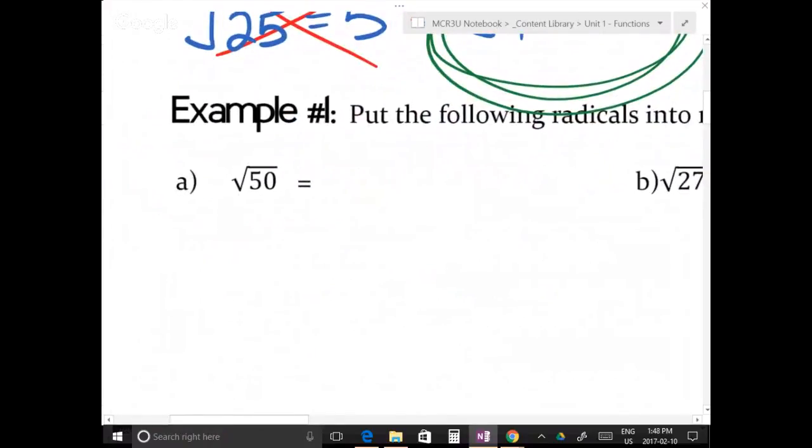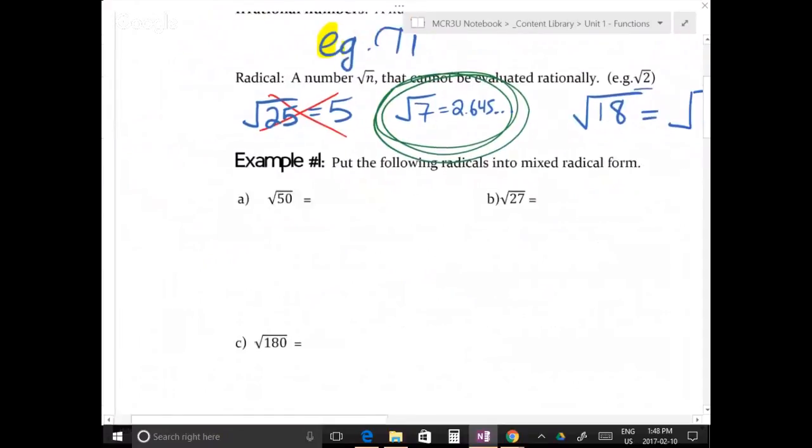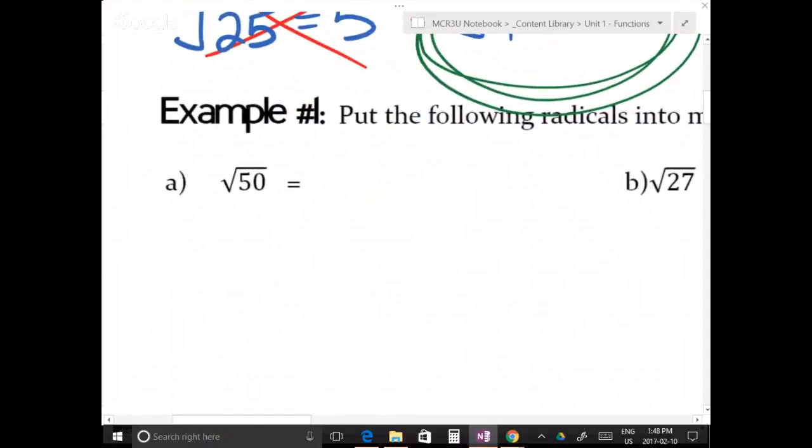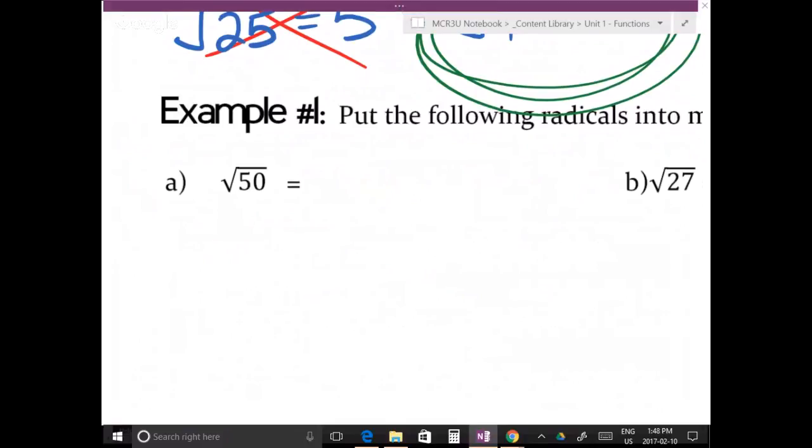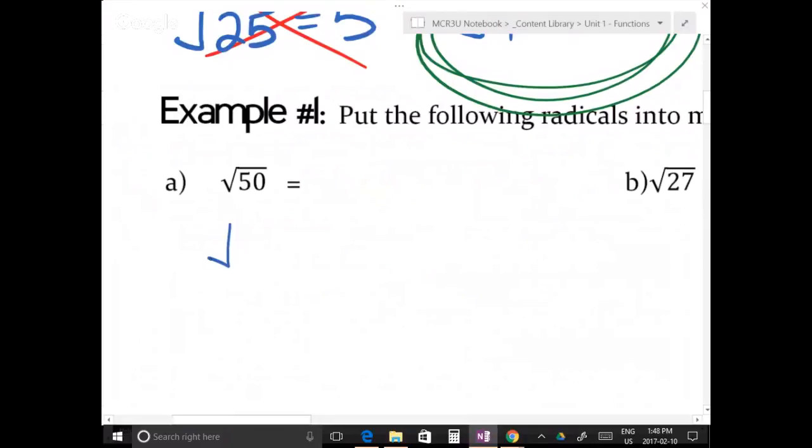And I gave you, I think, A, B, and C parts. Let's look at A, the square root of 50. What could I do with this? What could the square root of 50 become? Yeah, so sure. It could become the square root of 25 and 2.